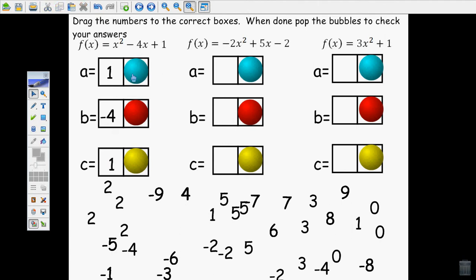So let's check and make sure we were right. We'll pop this bubble. Yep, A was 1. Pop the red bubble, and that would be a -4. And pop the C, and it is 1. So I got A, B, and C. I was correct. Okay, I want you to go through now for this second example. F of x is equal to -2x squared plus 5x minus 2. I want you to fill in the blanks for each one of these. Write A is equal to, B is equal to, C is equal to, and then the same thing for this last one right here. I'll give you just about a minute to fill in those numbers, and we'll see if you're right.